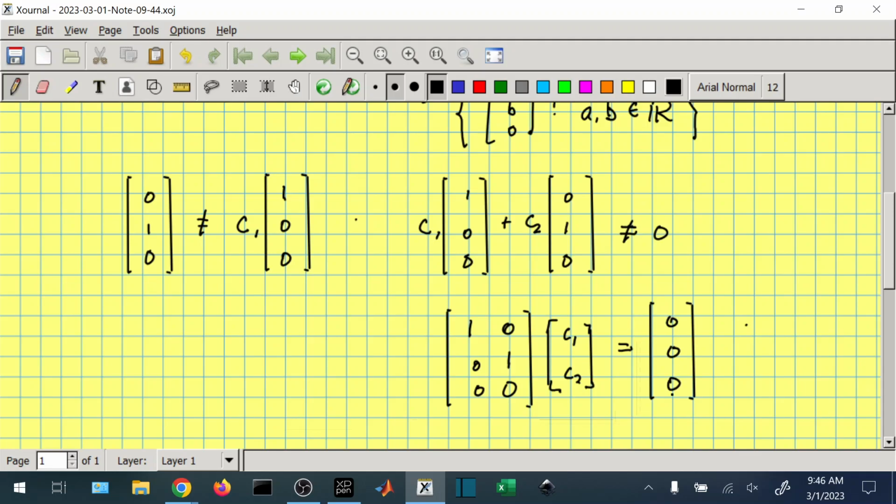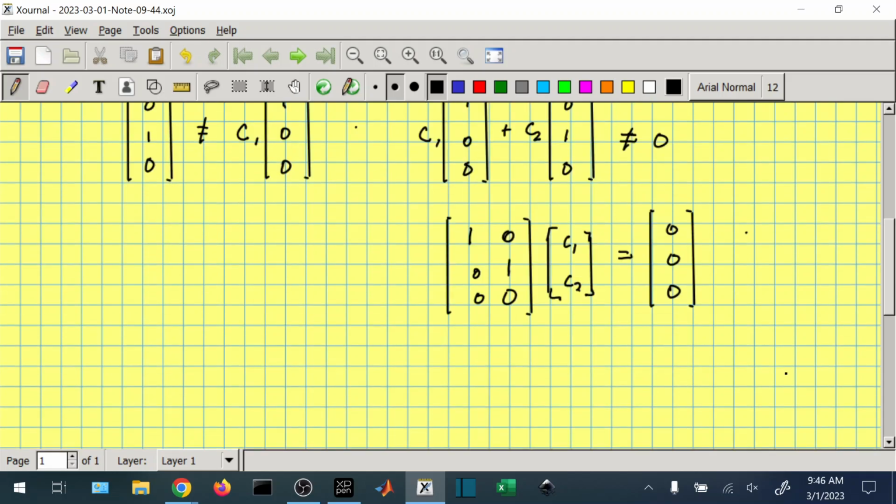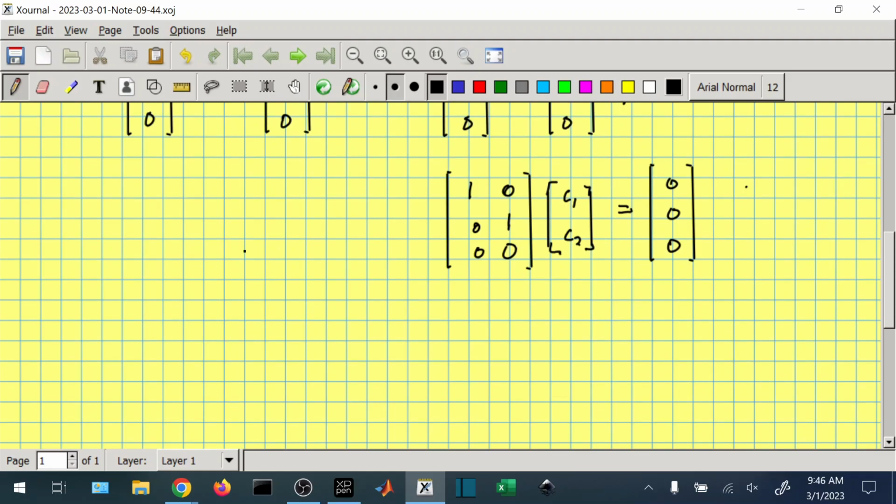What we're really asking is, is there some linear combination of these two vectors that gives us the 0 vector? Well, sure, if C1 and C2 are both 0. So again, we're not asking, is there some linear combination that gives us a 0? Is there another linear combination of these two vectors that gives us the 0 vector, besides just 0, 0? Well, wait a minute. We've had that sort of question before.